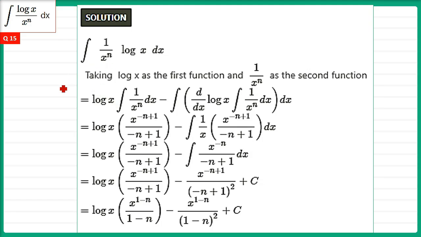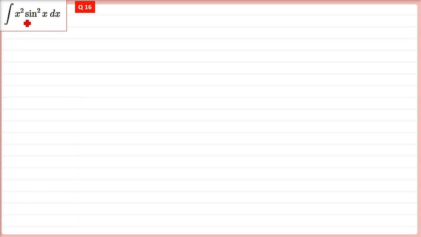This is the reference for you, if you are doing it by yourself or you want some kind of reference. Now x square sine square x dx. This sine square x has to be converted into some formula, because even if you take it as the first function or second function, we will get stuck somewhere. We know that sine square x is 1 minus cos 2x by 2. Same way cos square x equals 1 plus cos 2x by 2.